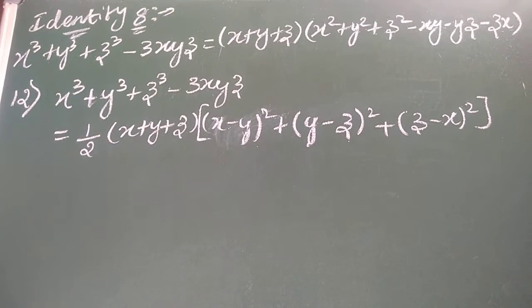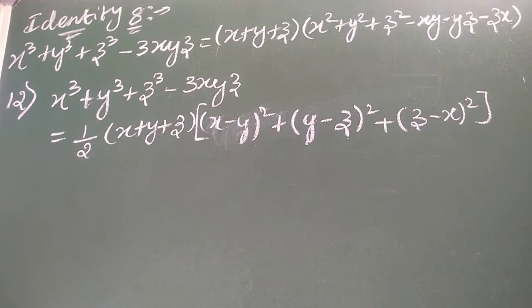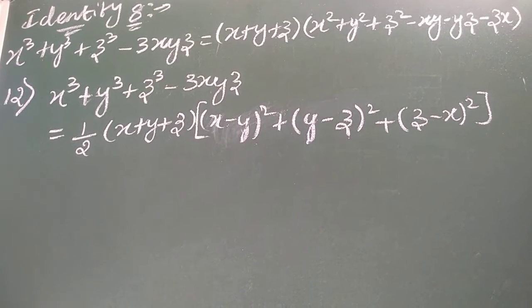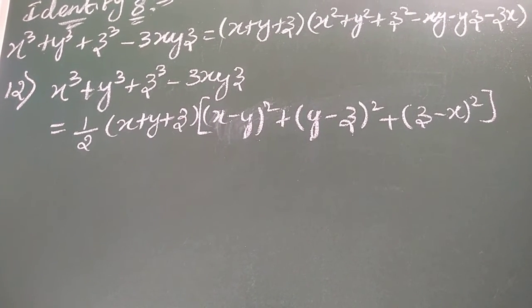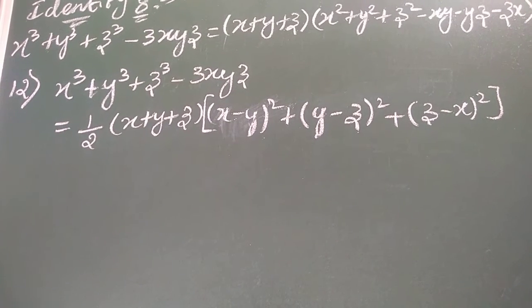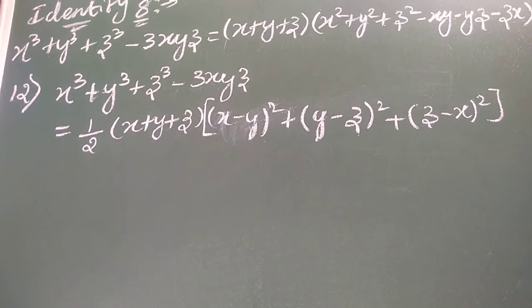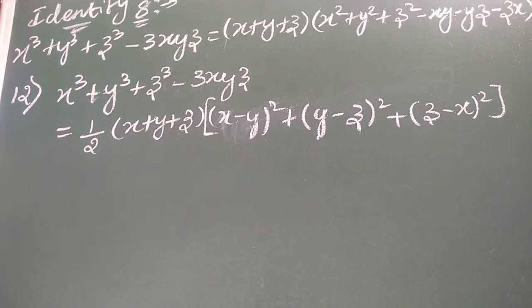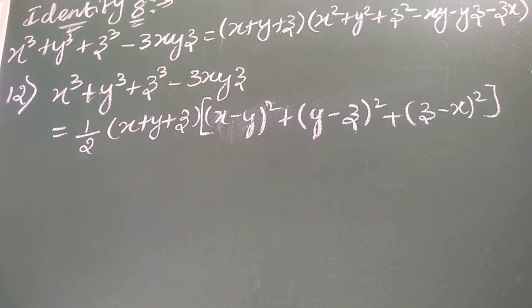Hello children. In the previous video we have solved the sums of identity number 8. Now in question number 12 they have given that x cube plus y cube plus z cube is equal to 3xyz, which matches with our identity 8, whereas the RHS is not matching.